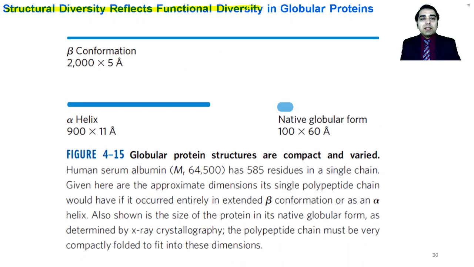Structural diversity reflects the functional diversity in globular proteins. For example, if we have a protein like human serum albumin of molecular weight 64.5 kilodalton with 585 amino acid residues, and this protein were in the beta conformation, its size would be in the range of 2000 multiplied by 5 angstrom. If it were making an alpha helix, then its size would be in this range. But in nature, this protein is found in the globular form, and its size is in the range of 100 by 60 angstrom.